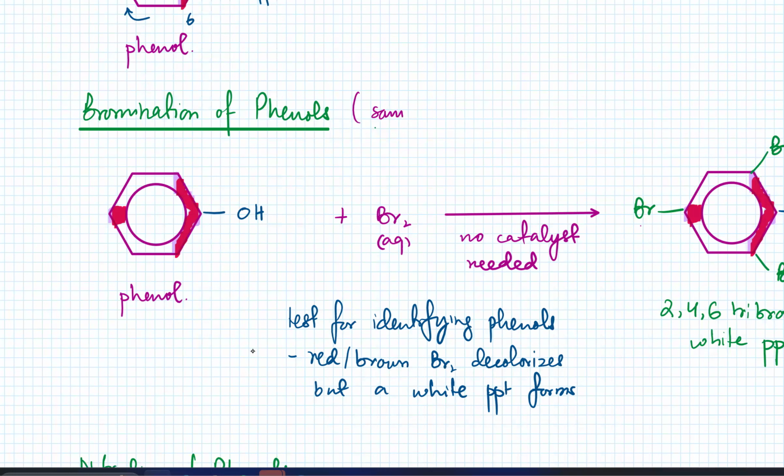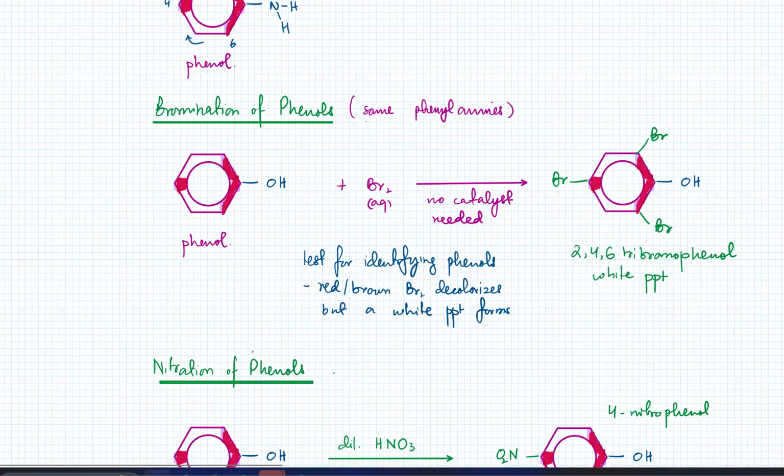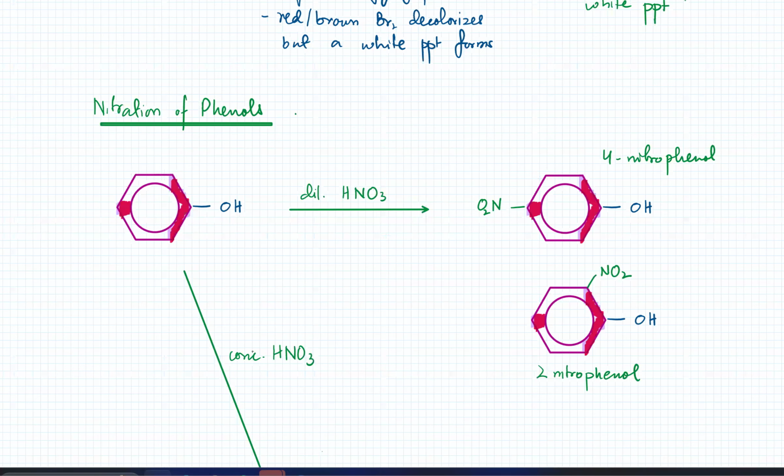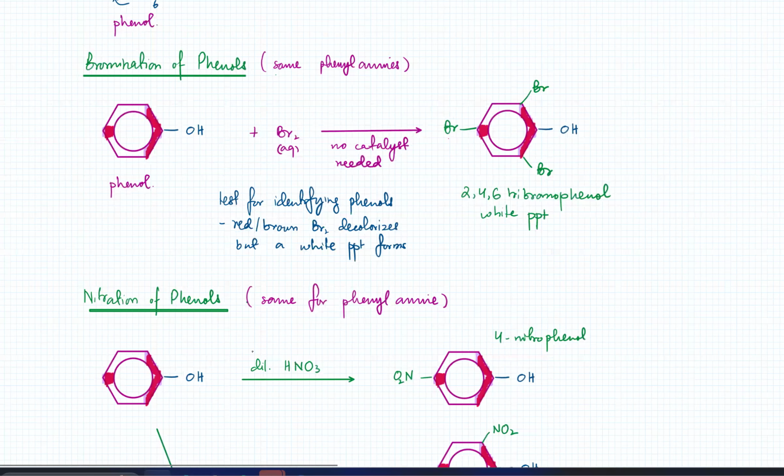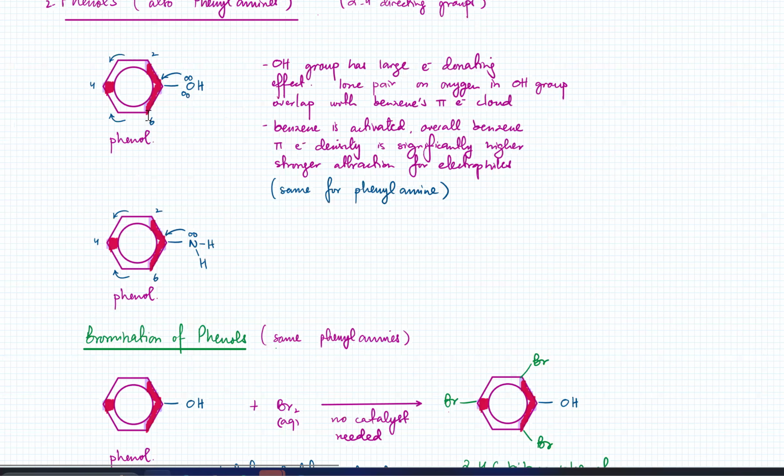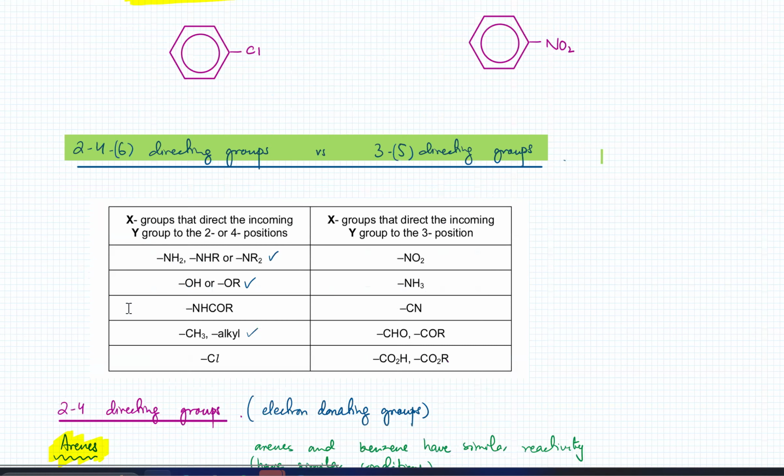So you're going to have the same reaction for phenylamines. And nitration of phenols, again, it's going to be the same reaction for phenylamine. The electrophilic substitution reactions are going to be very fast for both of these compounds. Both of these compounds are going to behave in kind of the same way. Okay? So that's one part.